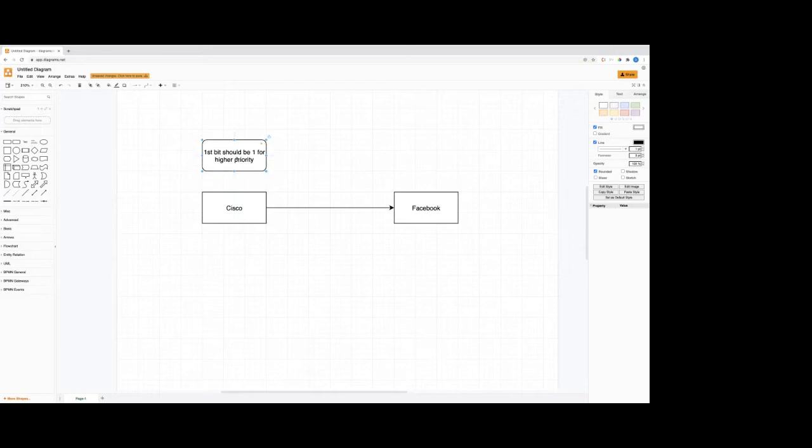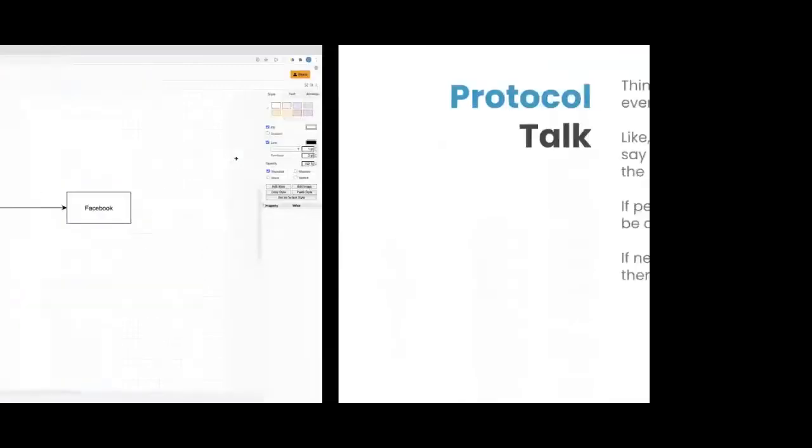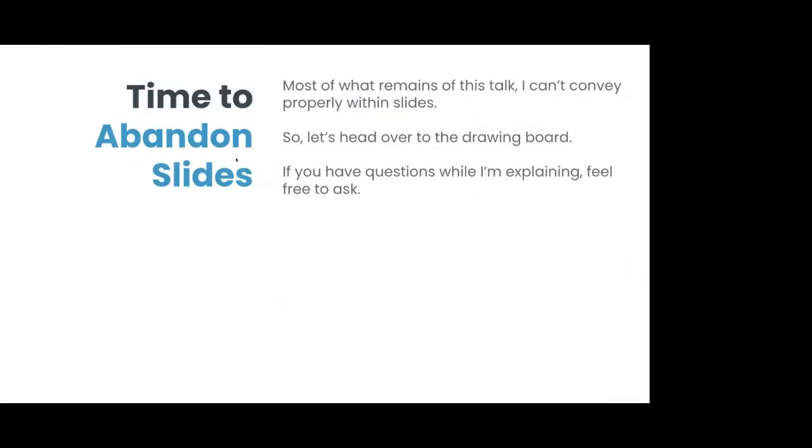So the existence of protocols ensures that even if networking hardware is manufactured by different vendors, they can still work together because they all follow the same rules. It's like they all speak the same language. So they can work. Right. So that was protocols.